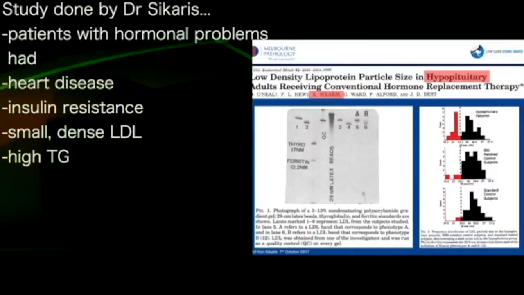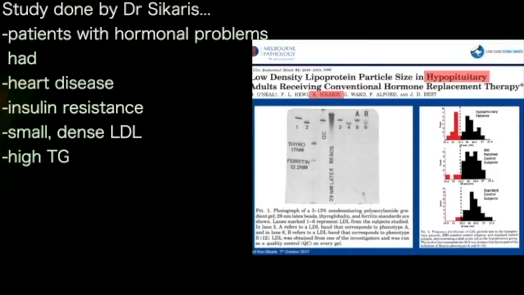Many years ago, this is 20 years ago, we were looking at patients with hormonal problems. They seem to have heart disease, they seem to have insulin resistance, and they have small dense LDL.